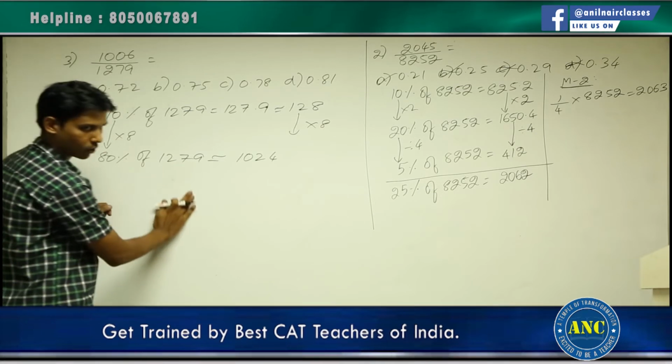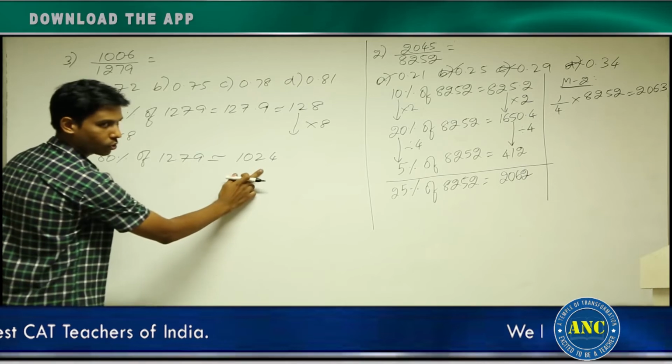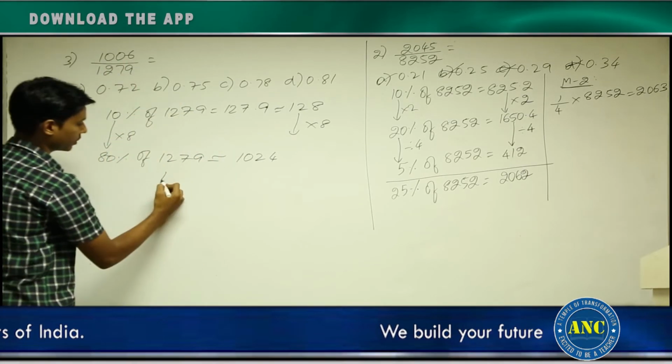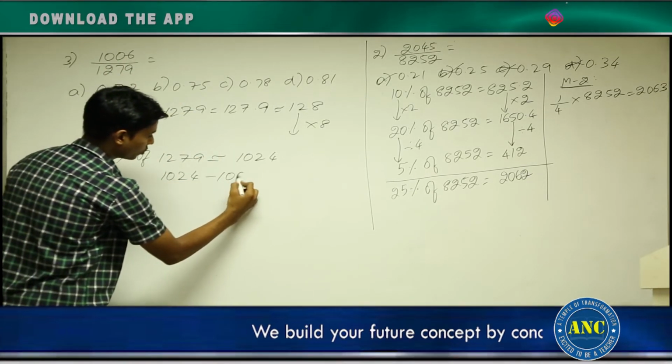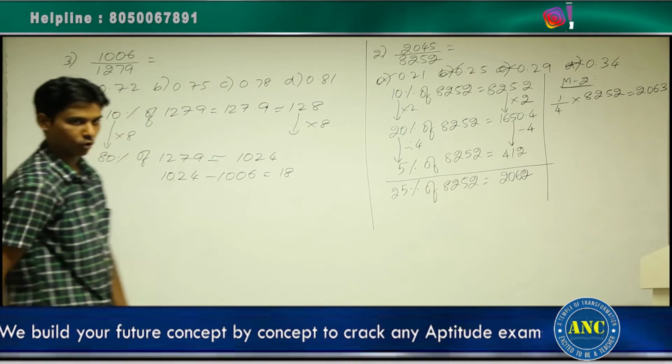So let us continue this problem further. Please see here. 1024 is what I got, but I need to get 1006. That means 1024 minus 1006, 18. I need to go back 18 units.